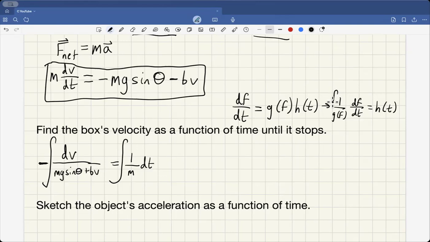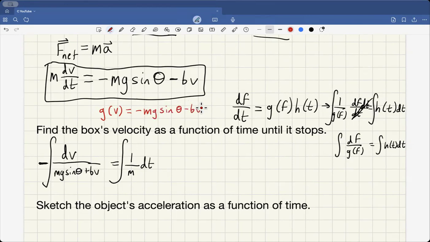Now, if you integrate both sides with respect to time, look at that. The dt's cancel out, and you're left with the integral of df over g of f equals the integral of h of t with respect to time. Now, going back to our situation, what's g of f and what's h of t then? Well, g of f is going to be equal to negative mg sine theta minus bv, and h of t is actually just going to be 1.